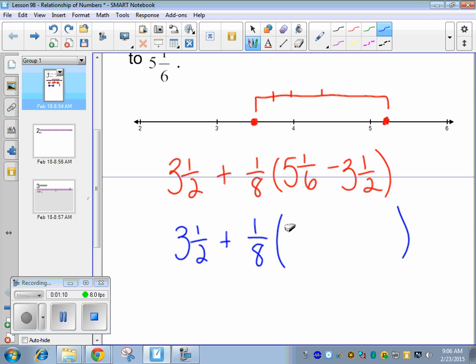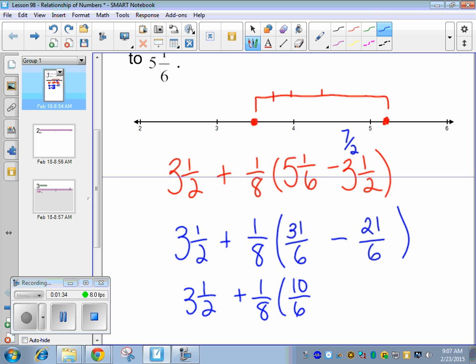little fraction review. So let's make this one improper. So this would be 31/6. And if we make this one improper, it's 7/2, but I want a common denominator. So we're going to multiply by 3/3. So go ahead and subtract. And we get 10/6.